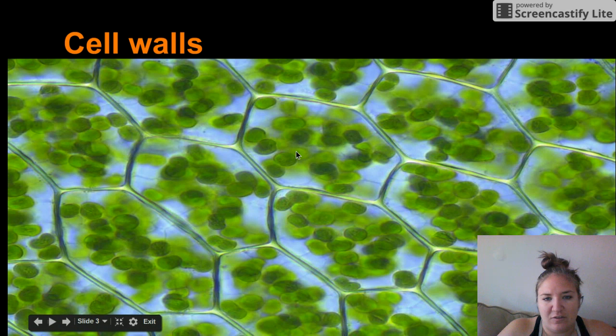All of these green things that you see inside, these are the chloroplasts. And the reason they're green is because they have a pigment called chlorophyll. And so this helps with the photosynthetic process.